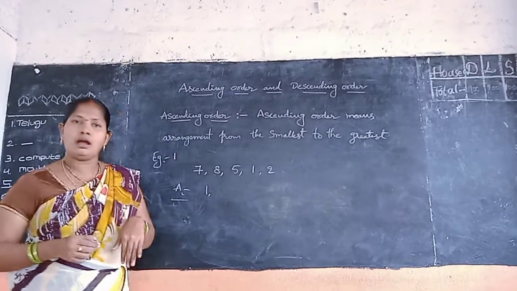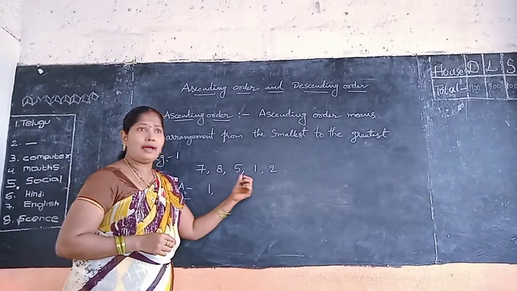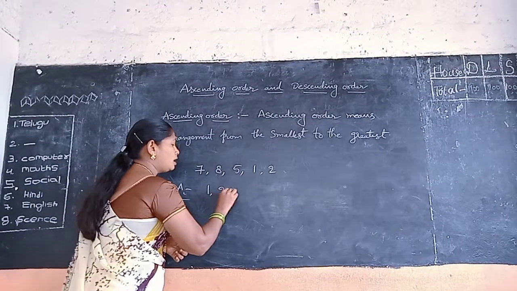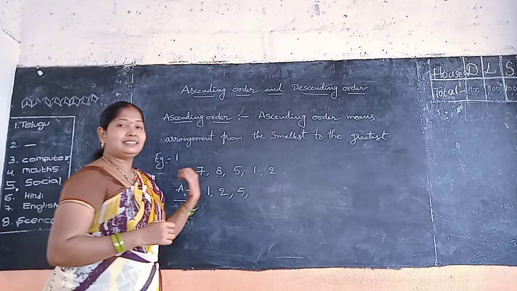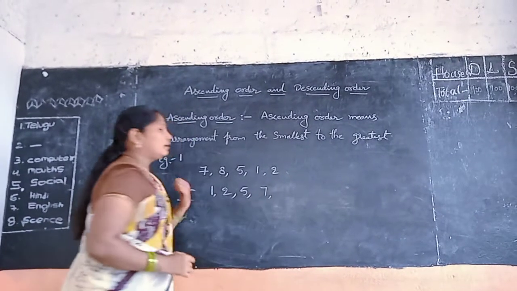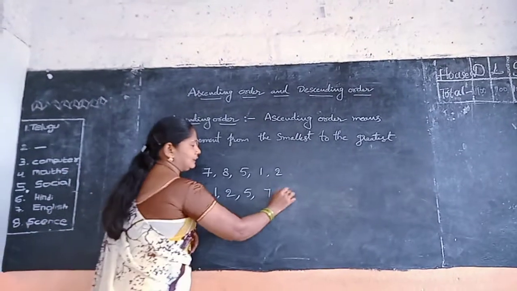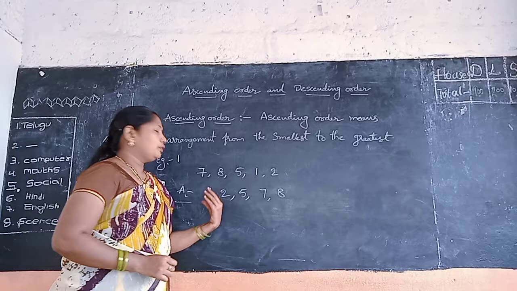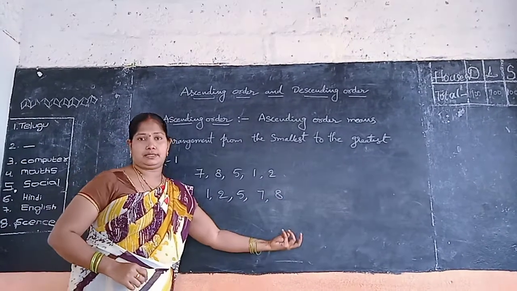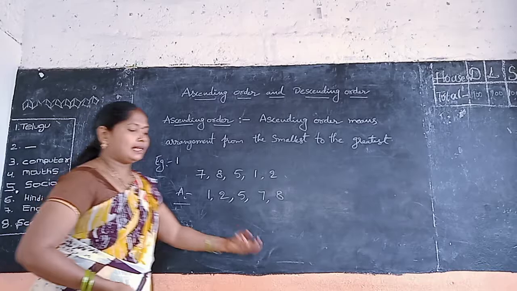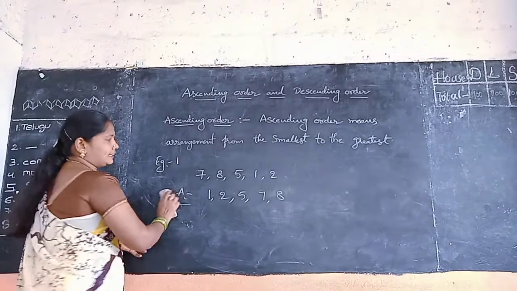Then the next numbers are 8, 5, 2. 2 is the smallest number. Next 5. Next 7. Last one is 8. This is the ascending order. Write small to big number, small to greatest number. Do you understand, students? Next, I will take a second example.